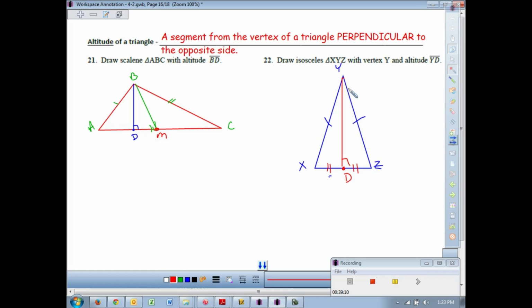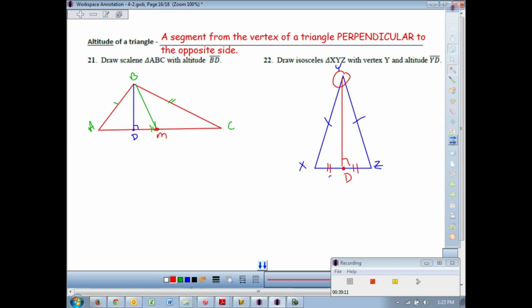What did you notice about the altitude from the vertex of the isosceles triangle and the median from the vertex of the isosceles triangle? They're the same thing. And that's the only time that a median and an altitude will be the same thing. If the triangle was what kind of triangle to start with? If it was isosceles to start with.